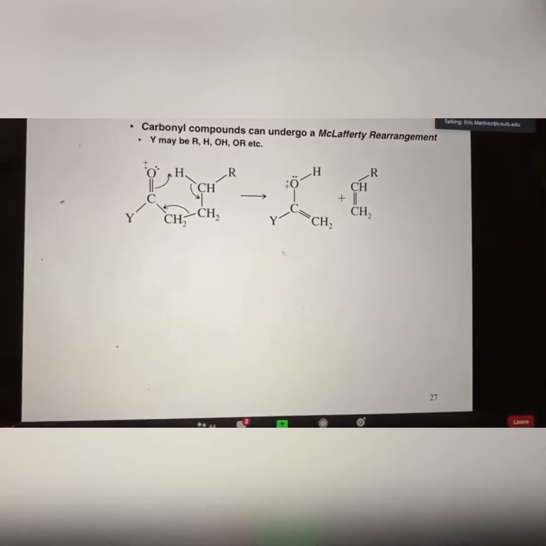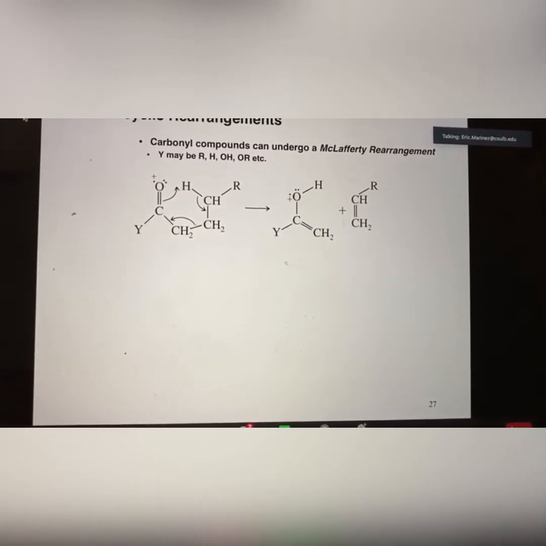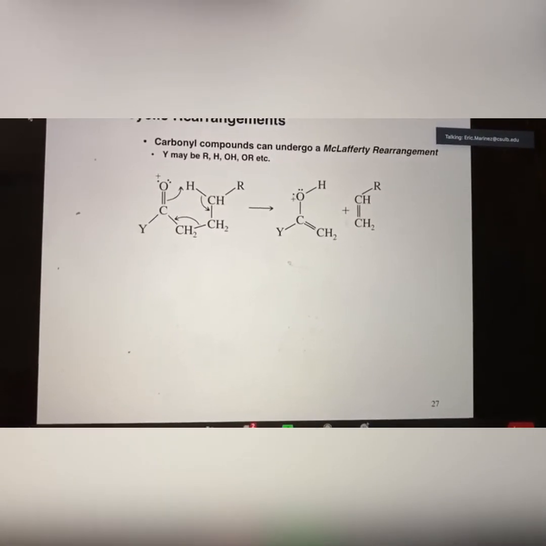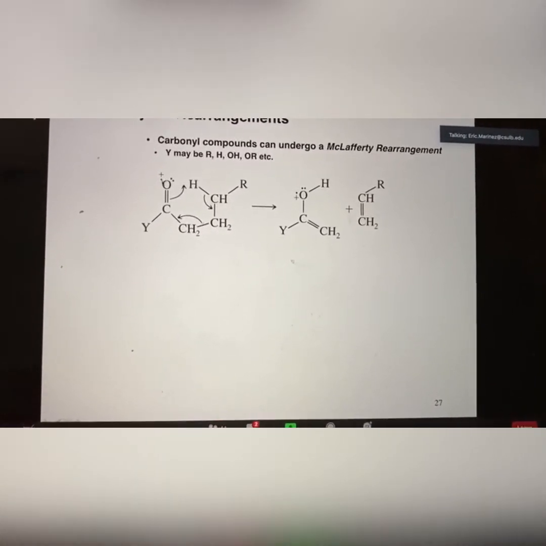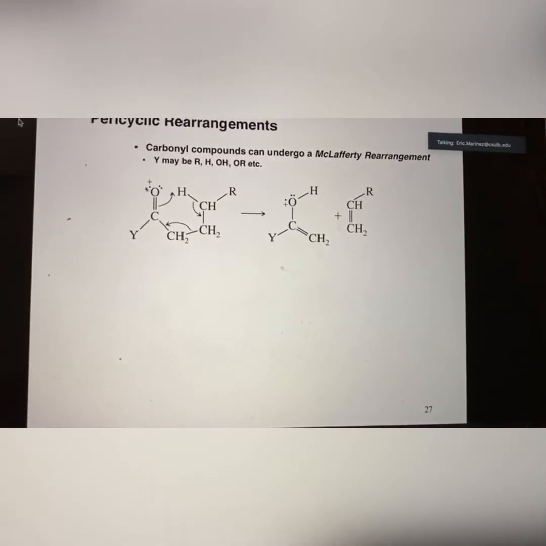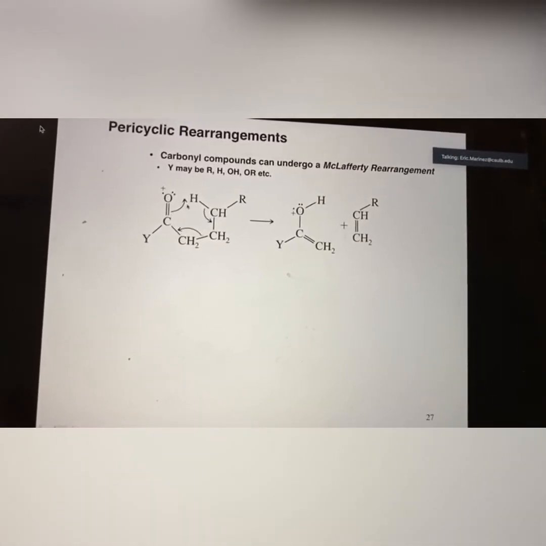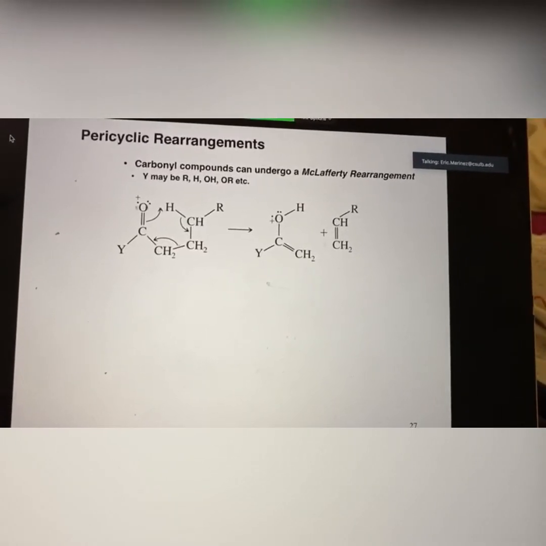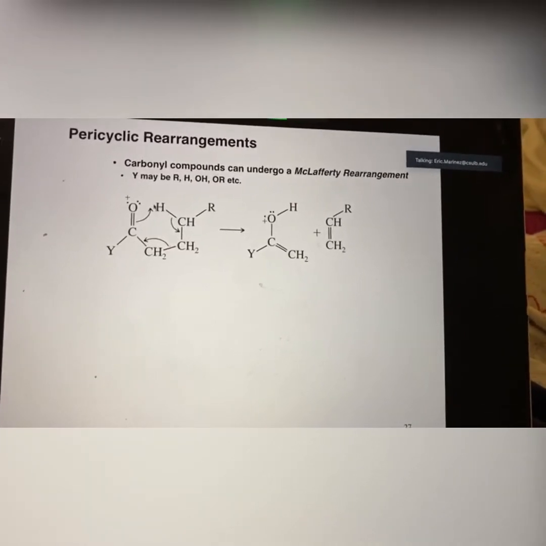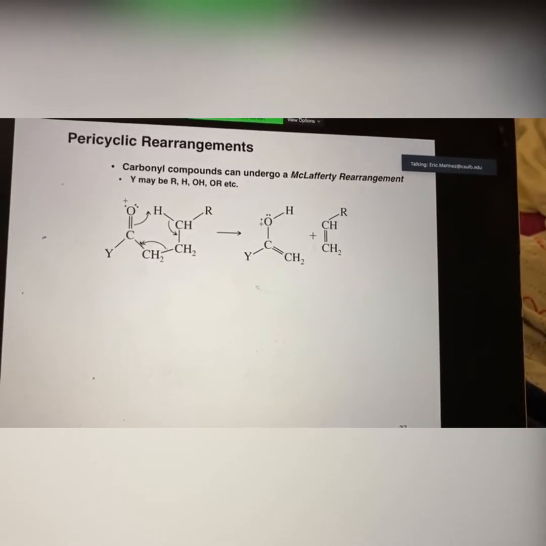As I pointed out, the McLafferty rearrangement of carbonyls is a system that is basically a pericyclic reaction, or a concerted reaction. Here is the radical cation in which the radical is on oxygen. If I take this pi bond and form a new oxygen-hydrogen bond here, and then break this gamma C-H bond to form the alkene, I'm breaking the alpha-beta bond to form a new enol system plus the alkene.